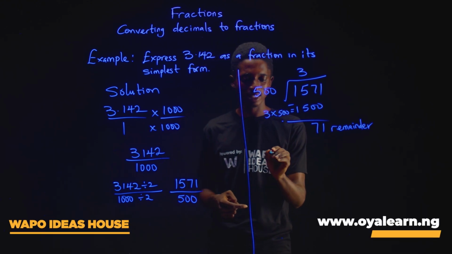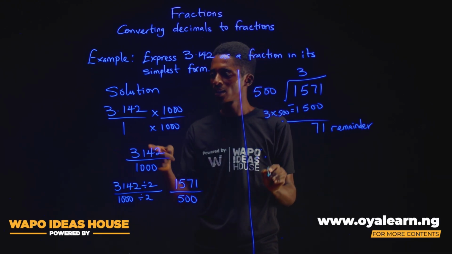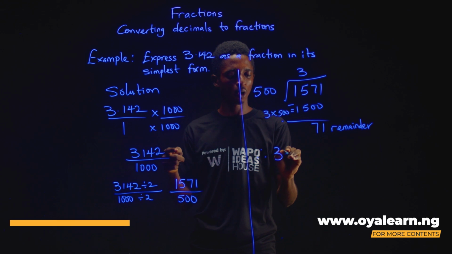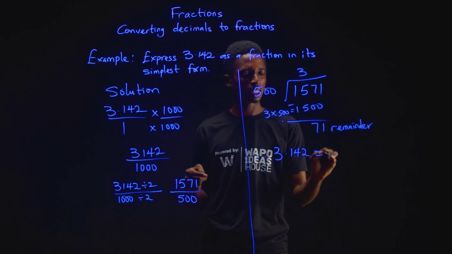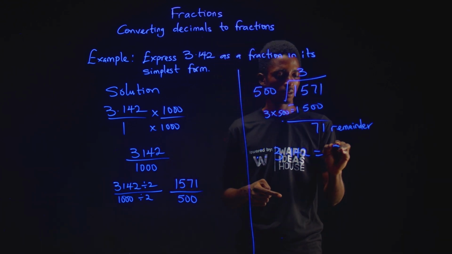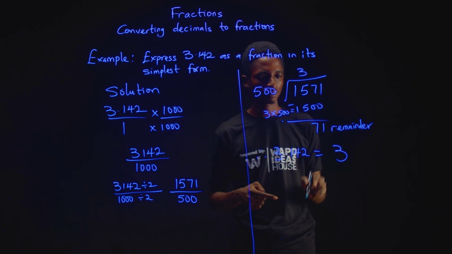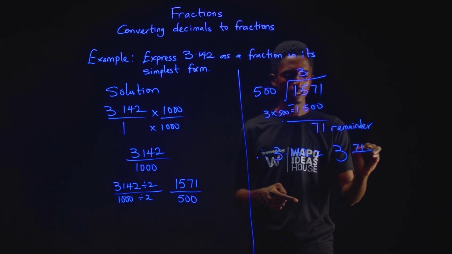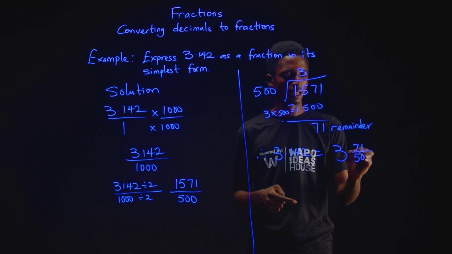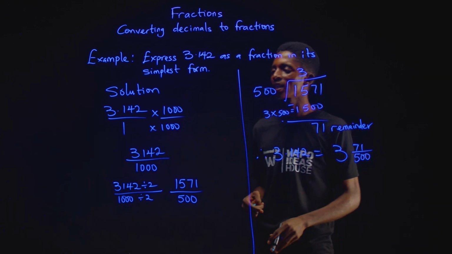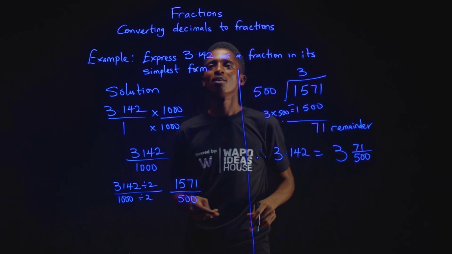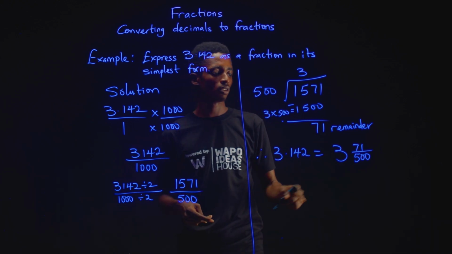Therefore, our final answer is that 3.142 equals 3 and 71 over 500. And this is how we convert this from decimal to fraction.